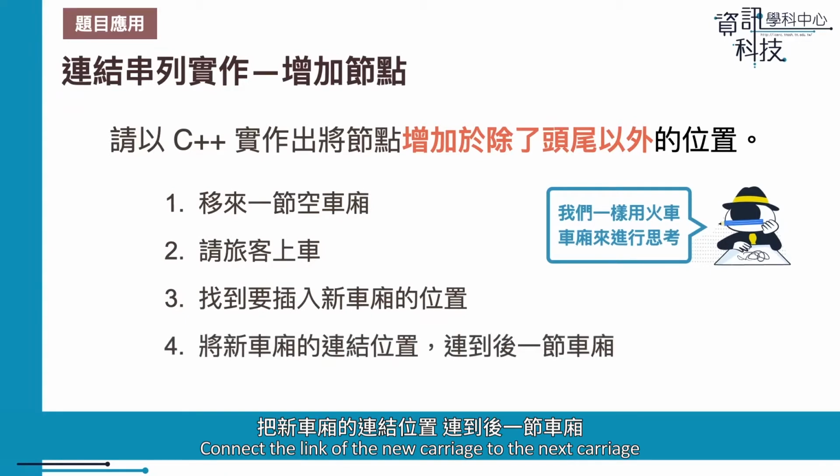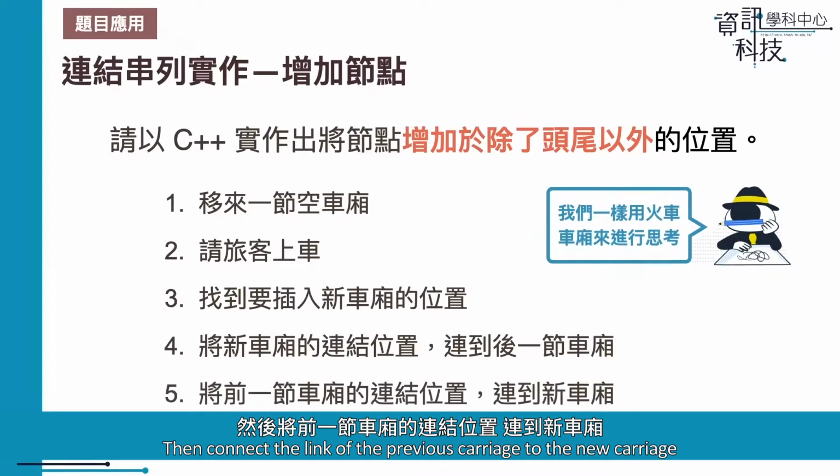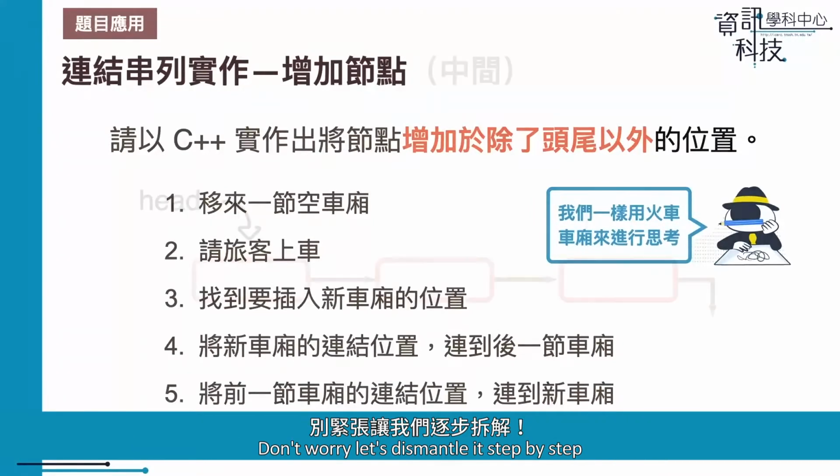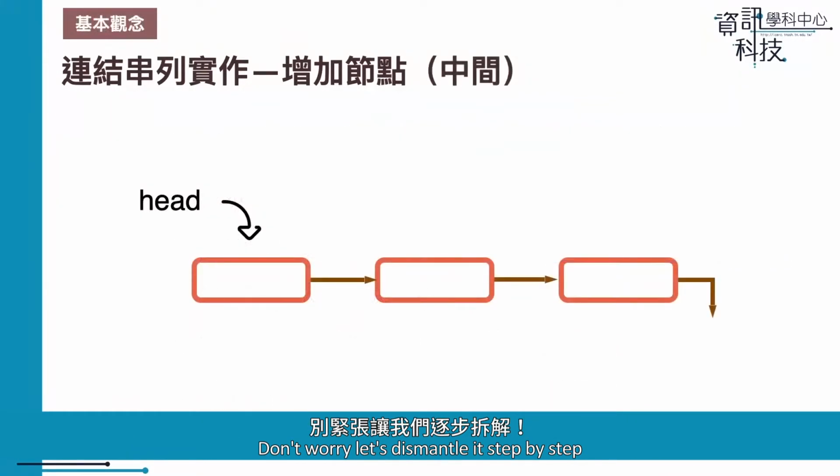Connect the link of the new carriage to the next carriage. Then connect the link of the previous carriage to the new carriage. Why does it sound so complicated to add a new carriage to the program? Don't worry, let's dismantle it step by step. First, get a new carriage to be added.